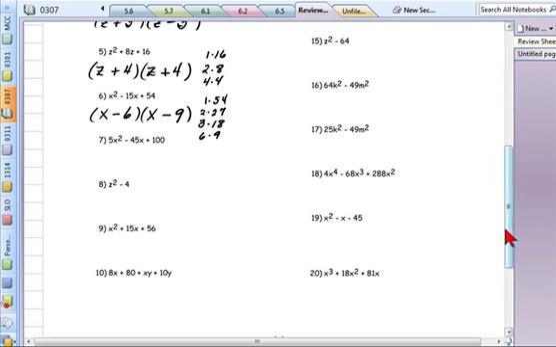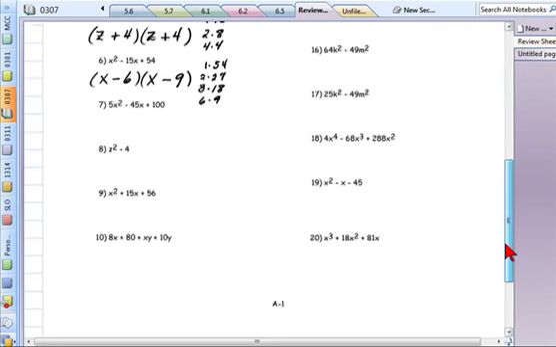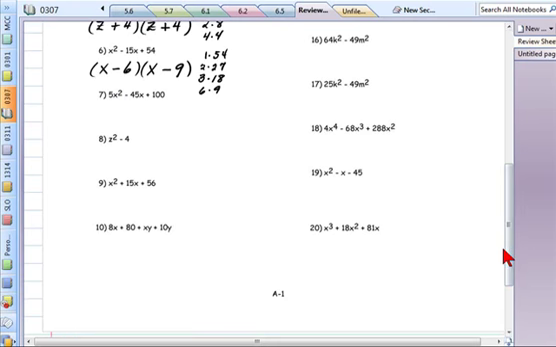All right, let's look at number 7. What is the first question you should ask yourself when you're doing a factoring problem? Is there a greatest common factor? Is there a common factor? And what's the answer in this question? Yes, 5. So I will factor out a 5. If you divide the first term by 5, you will get x squared. If you divide the second term by 5, you'll get minus 9x. And if you divide the last term by 5, you'll get 20.